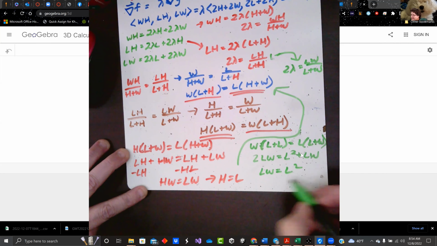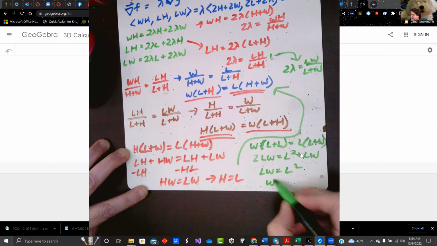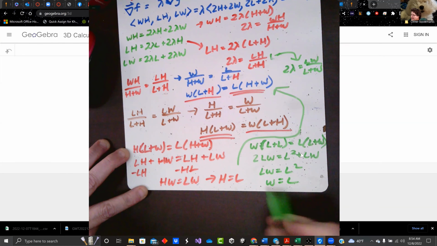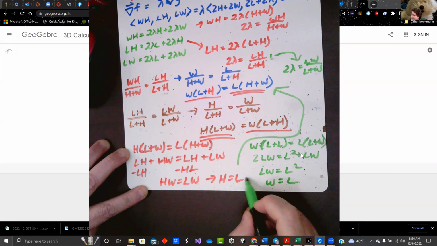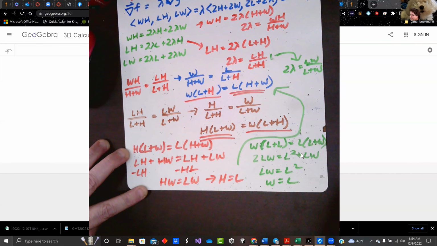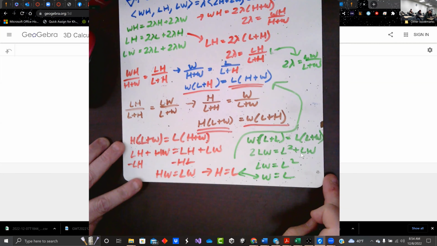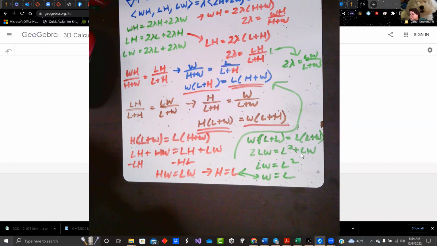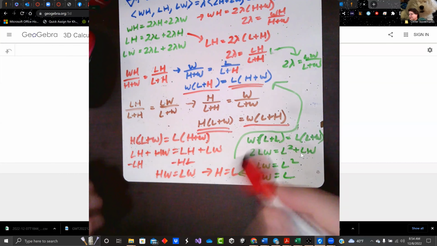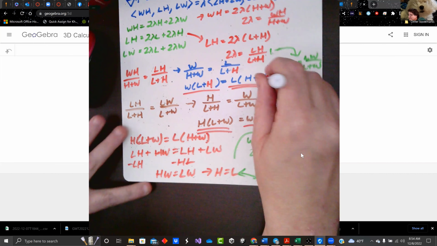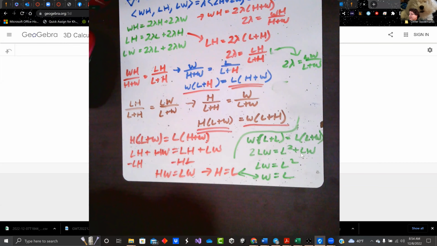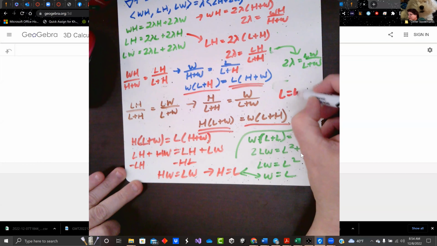Divide by an L because it's not zero, and we get W equals L. And so L equals W, L equals H, so H equals W as well. All three equal each other. And if you've done enough calculus problems, you know that the best box is a cube. So this isn't a big shock. We've got L equals W equals H.